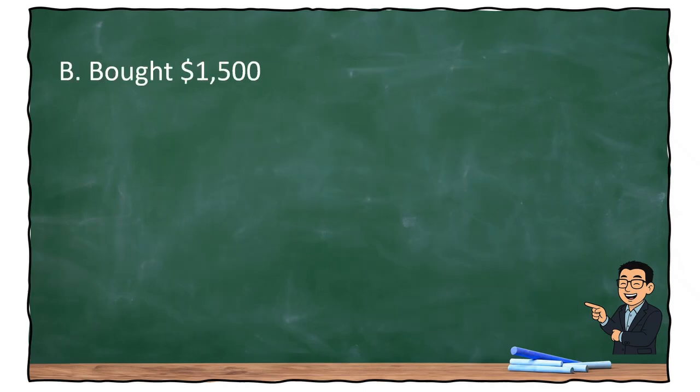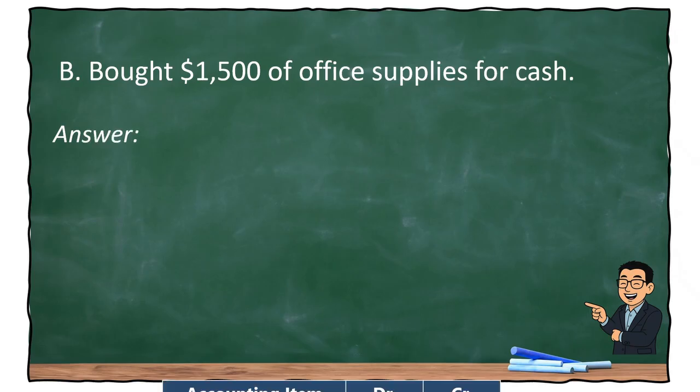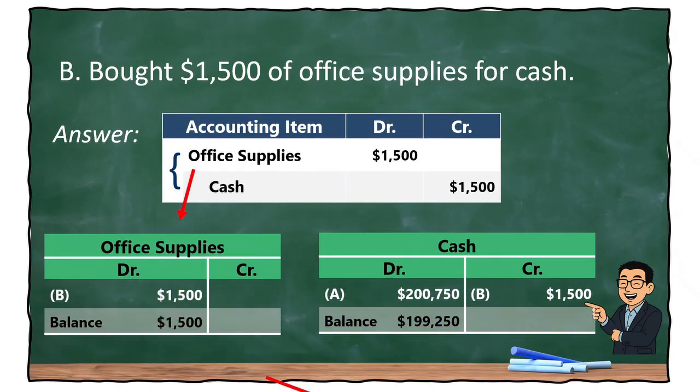Now, let's look at transaction B. The company bought $1,500 of office supplies for cash. In the journal entry, office supplies is debited for $1,500 because it's an asset we purchased, and cash is credited for $1,500 because our cash decreased.